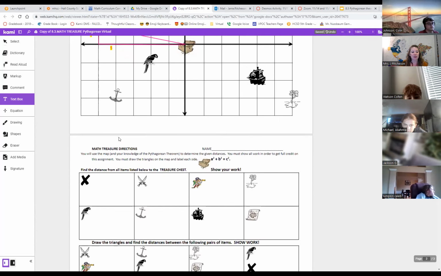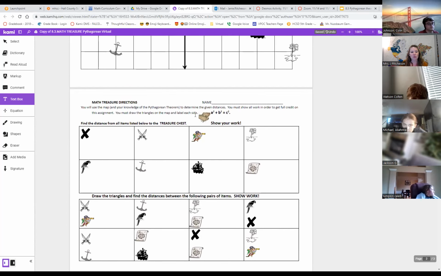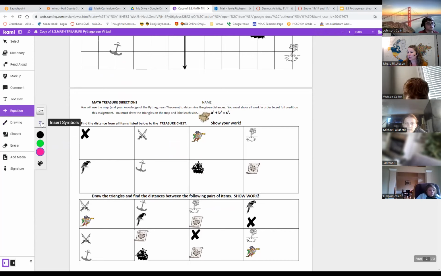So I'm going to come down here. It tells me to show my work. So I'm going to pull up equations. I'm going to go to this pi symbol. Everybody with me? Am I going too fast? Oh, Ashlyn got kicked out. She's coming back in. Oh, somebody's chatting me. Let me see. Okay, you guys are answering my questions.